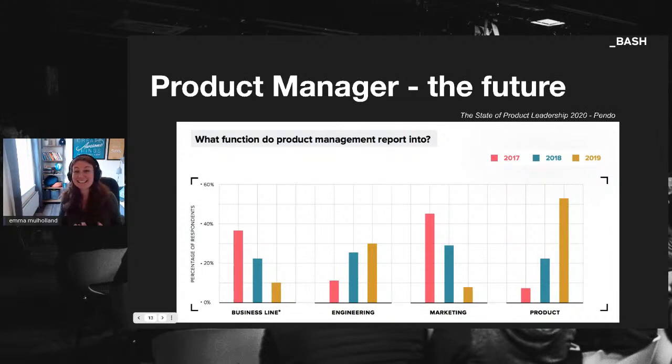But it's really exciting when you look at the last bit there: in 2017, only 8% of product managers reported into a product function, and by 2019, over half of product managers reported into a product function. You can see how they've moved out of marketing and out of their business lines and into either standalone product or, interestingly, into engineering. I guess that's where you get that overlap or confusion sometimes between product owners and product managers and what the role does.